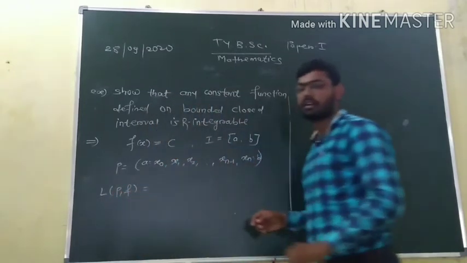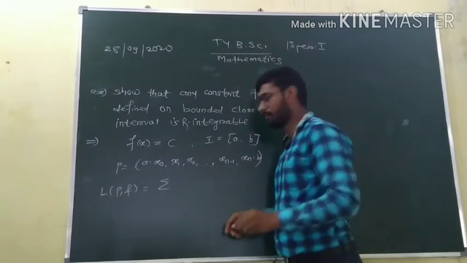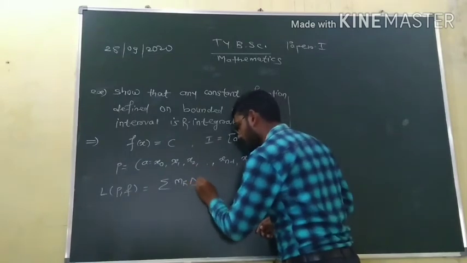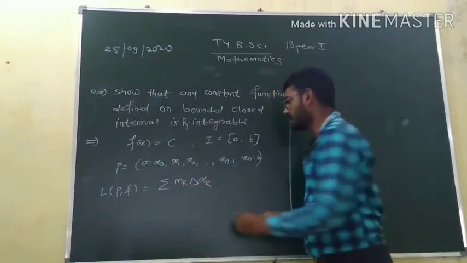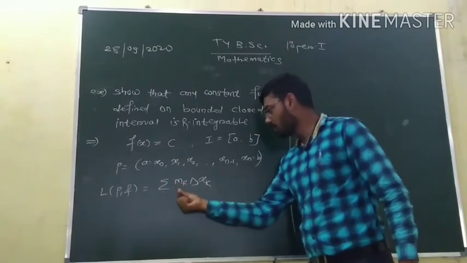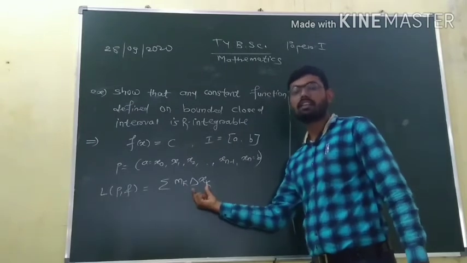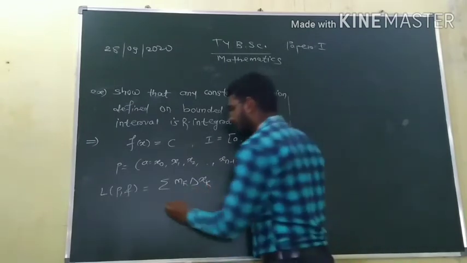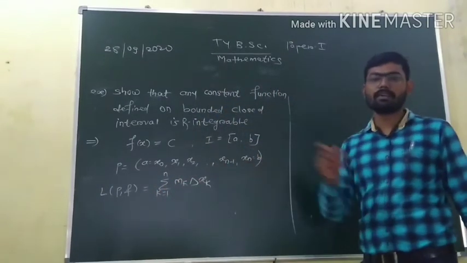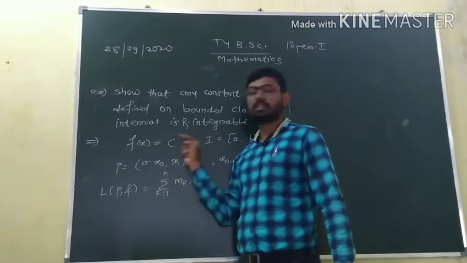Lower sum is nothing but the sum of products of small mk into delta xk, where small mk means the minimum value of the function on the kth interval, and delta xk is the length of the kth interval, summed for k equal to 1 to n, over all subintervals. Now see here, the function is a constant function.